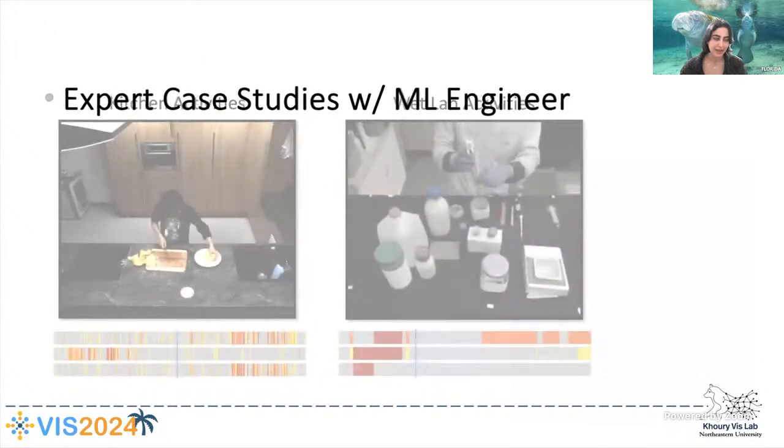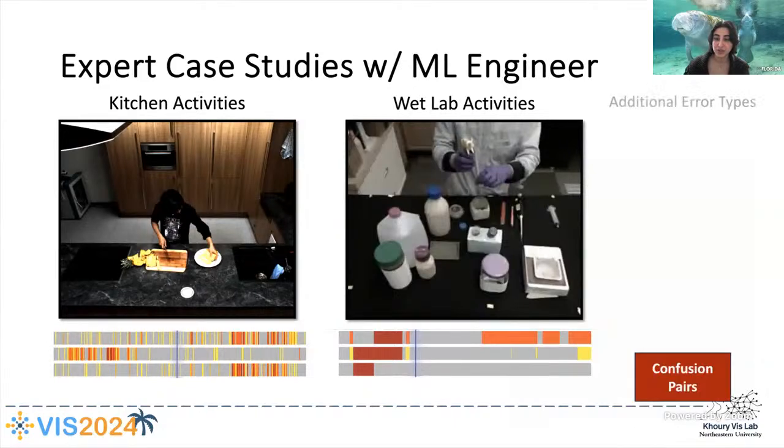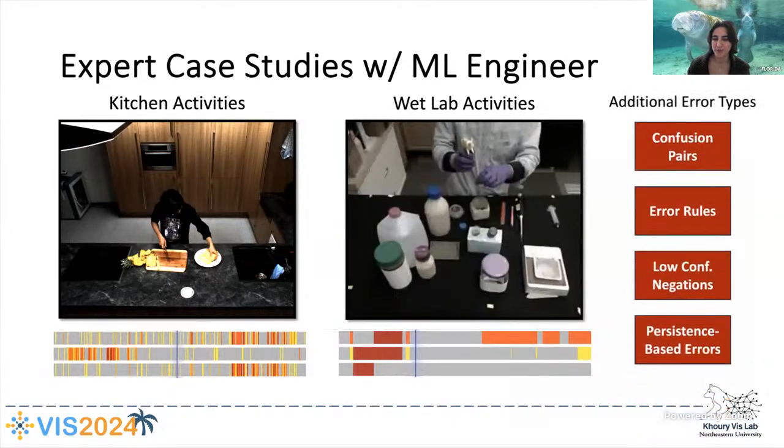The second case study is also outlined very well in the paper and in the supplemental material, so I encourage you to take a look at it. Our AI expert looked at two separate case studies with kitchen activities and wet lab activities and managed to find errors and issues based on what we described earlier, but also additional errors that were not part of the original design and are also supported by this application, such as persistent-based errors, error rules, and confusion pairs.